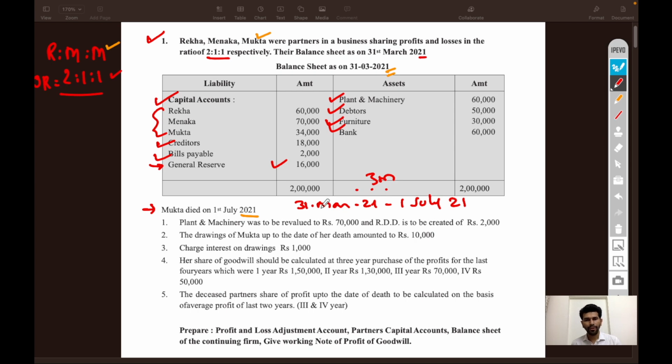Mukta died on 1st July, so we will not count the July month, and we will not count the March month either, because the balance sheet closed on 31st March. From April onwards till 1st July we will count the months. So April, May and June, because on July 1st Mukta died, so July will not come into the picture. April, May, June, 3 months. 3 months profit will be distributed.